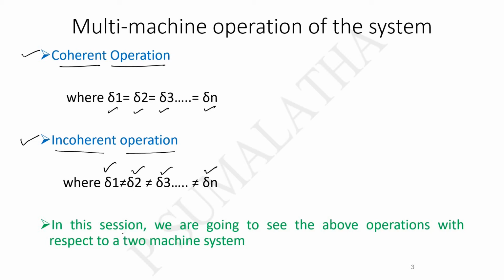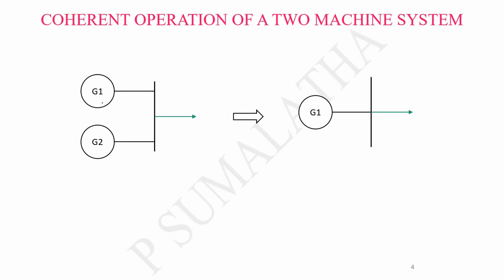In this session, we are going to see these two operations with respect to a two machine system. For the analysis, at most we will go for the two machine system in this subject. Therefore, we are going to see these two operations with respect to the two machine system itself. Let us consider a two machine system, where two synchronous generators, or you can say alternators, are connected in parallel to supply a particular load. Let us say G1 has inertia constant M1 and generator G2 has inertia constant M2. Generator 1 will have the excitation EMF E1 at an angle del 1, whereas generator 2 will have the excitation EMF E2 at an angle del 2.